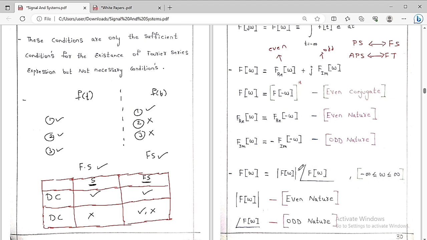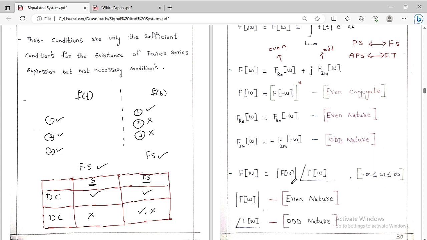So basically, this magnitude spectrum is always of even nature, whereas the phase angle is always of odd nature. Therefore, the magnitude spectrum is always going to give you an even nature, whereas the phase angle is going to give you the odd nature. So this is a very general thing. We need not even think about this one, as you can see clearly from that part.